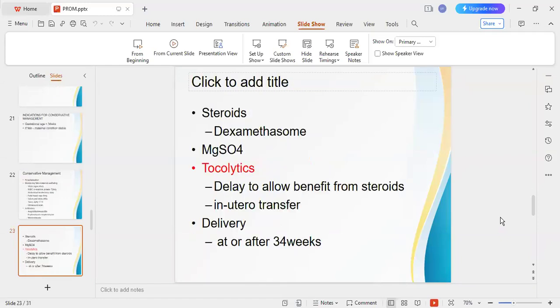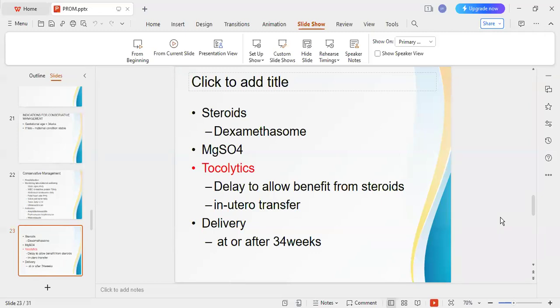We also talk about steroid use. So we all know that before 34 weeks of gestation, usually our fetal lungs aren't very mature. So we employ the use of dexamethasone to help to mature the fetal lungs. There's also the use of magnesium sulfate, which helps as a neuroprotector for our preterm babies, so that it prevents cerebral palsy and others in the future.